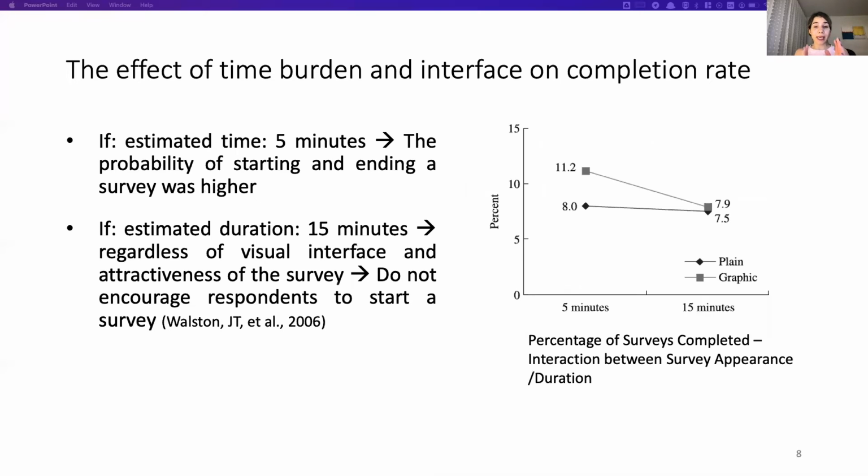Here we can see a graph showing the effect of time and graphical interface on completion rate. As seen, when the survey is estimated to take 5 minutes, more people initiate and complete this survey. More so in the case that the interface wasn't plain black and white, and it was graphical. But when the time goes to 15 minutes, people are not encouraged to complete the survey.